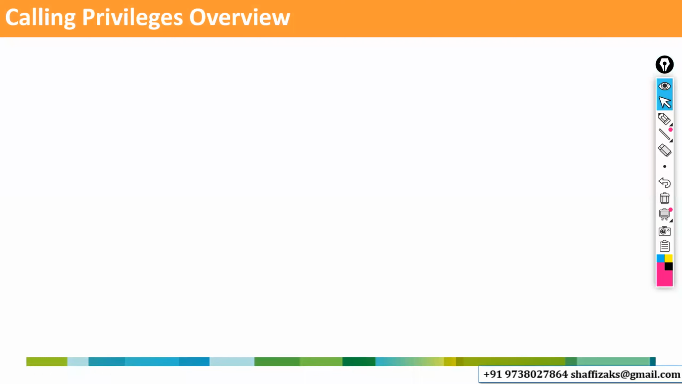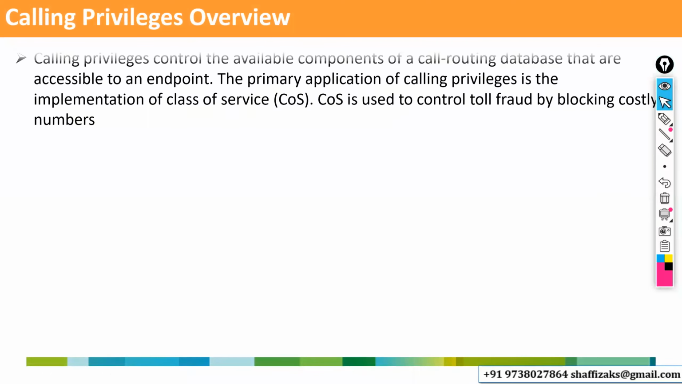Let's see what exactly the overview of calling privileges is. What is this calling privileges and why do we require it? Calling privileges control available components of a call routing database that are accessible to an endpoint. The primary application of calling privileges is the implementation of class of service, COS. It is used to control toll fraud by blocking costly numbers.